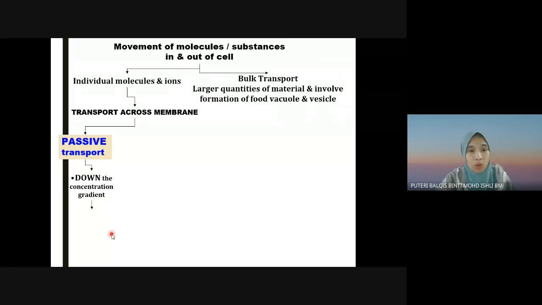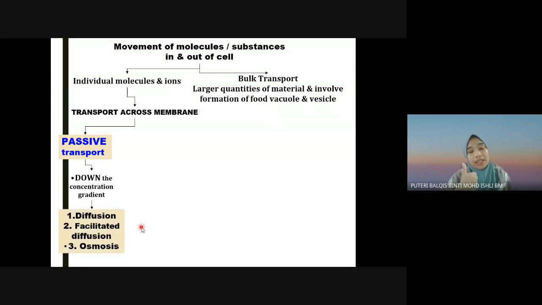Kita tak guna follow concentration gradient. We use down concentration gradient. For down concentration gradient, we have three types: simple diffusion, facilitated diffusion, and osmosis. For each type of transport, you need to know about the definition. The definition is very important in 2.4.